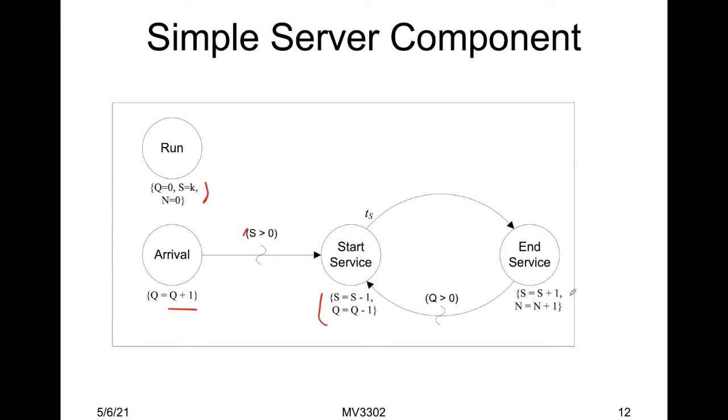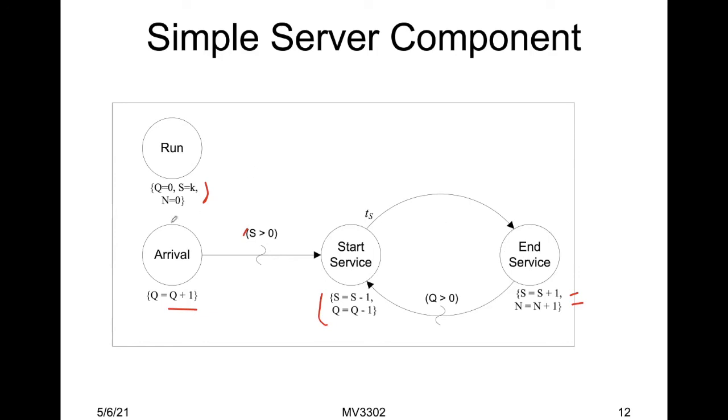End service now increments S and then increments the number. N was the number served, and so we're only going to count that when we get an end service event. So you see how much simpler this is than even the multiple server queue piece. And the simpler we can make our components and still have them be doing what we want, the better. In other words, this has fewer things to debug.